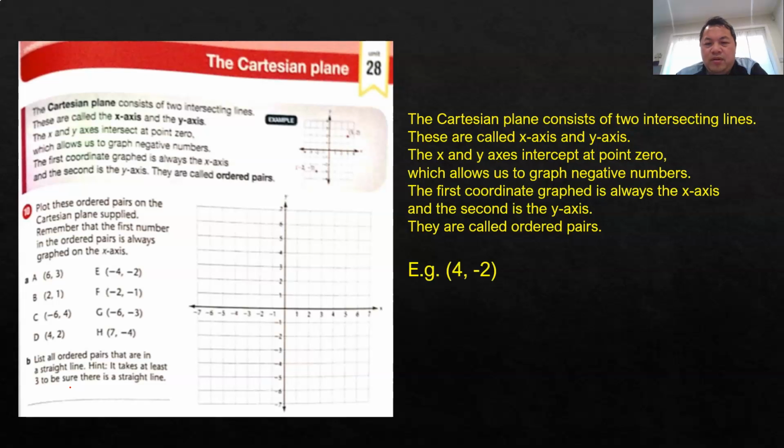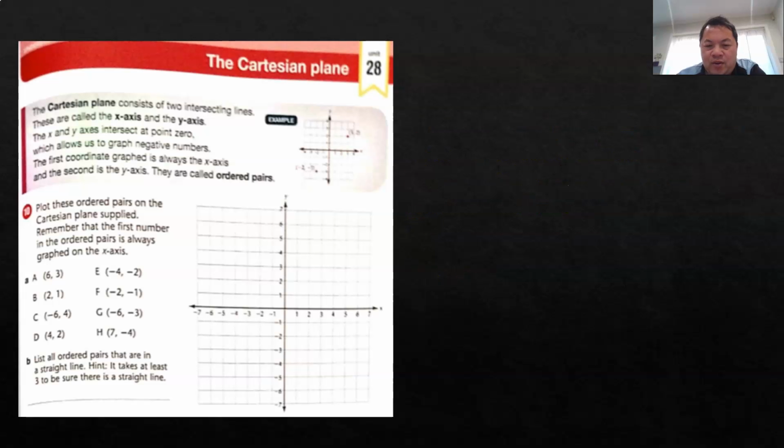Let's look at the point (4, -2). Remember, we must always read from the horizontal scale first, then the vertical scale. Since 4 is somewhere around here, after that we look at where -2 is on the y-axis. -2 is somewhere around here. So the point is somewhere there. That's right. Got it?